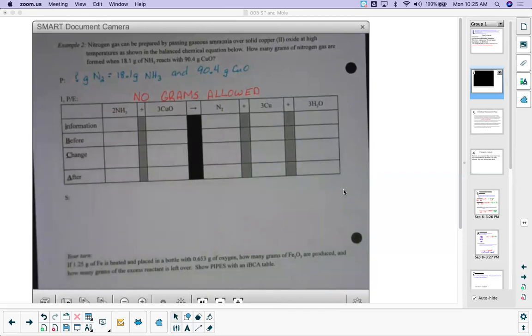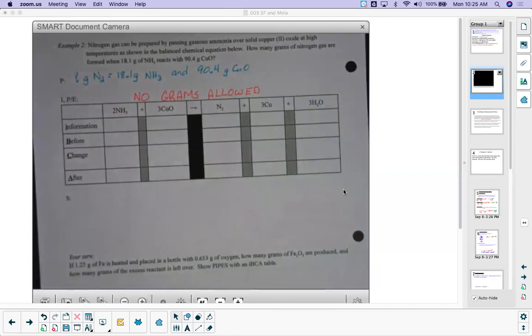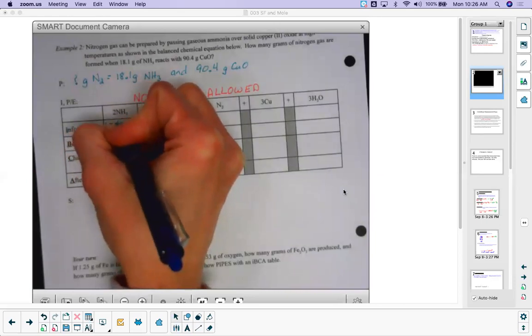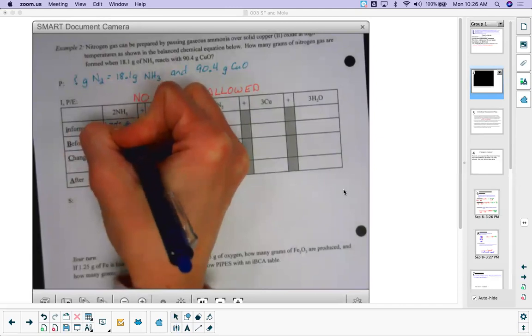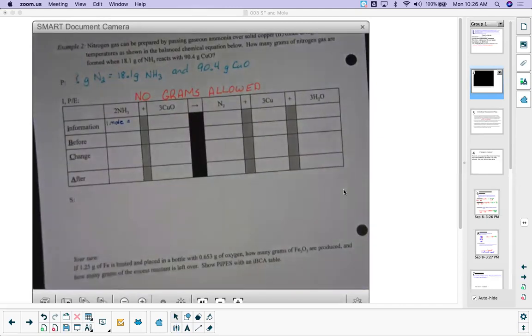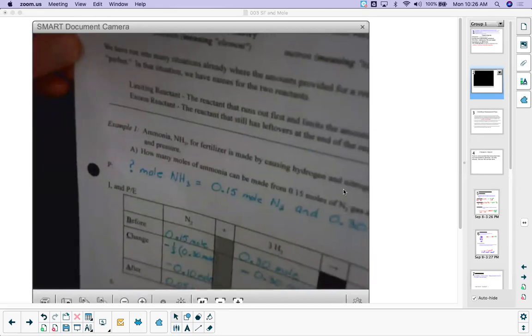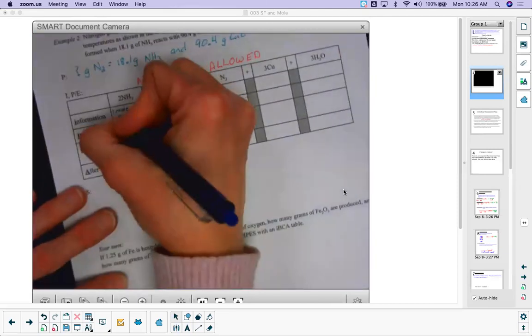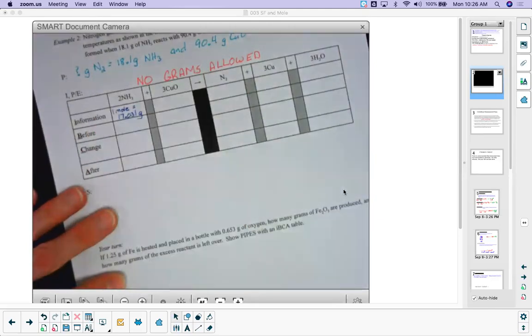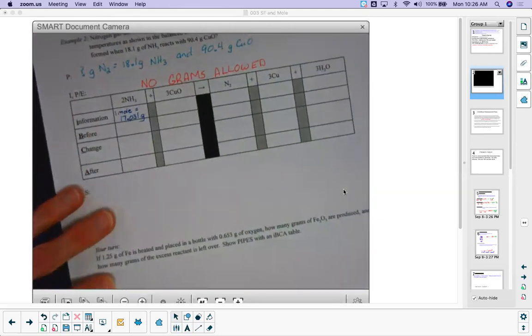And that's where the information row comes in. The information row is going to help us get out of grams. So using your periodic table, 1 mole of NH3. Oh, gee, I had that one before. 17.031. So 1 mole of NH3 is 17.031 grams.